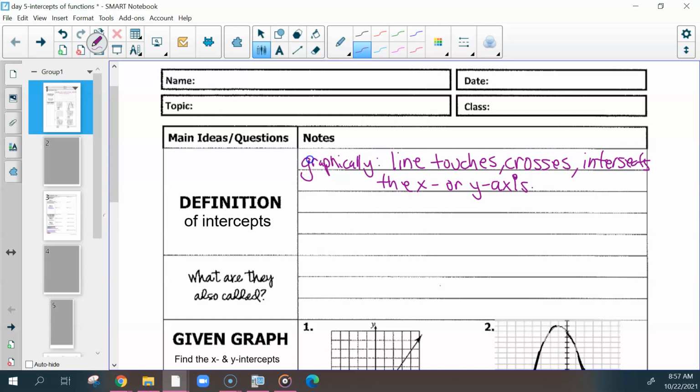So if you have a line or a function or something that's even not a function, somewhere on a graph and it crosses the x or y axis, wherever it crosses it, touches it, or intersects it would be an x or y intercept.